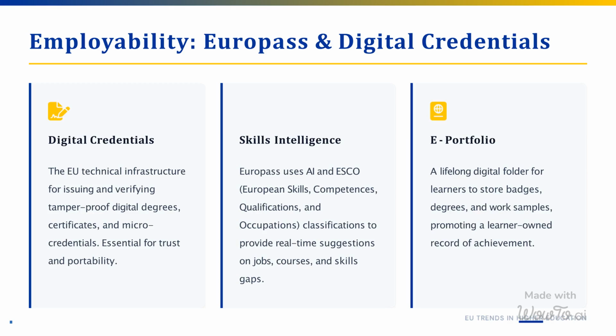Another important feature is skills intelligence. By combining AI technology with the ESCO classification system, Europass can analyze skills, competences, qualifications, and occupations in real time. This allows learners and job seekers to receive personalized suggestions for courses, job opportunities, and skills development, helping them close gaps and align with labor market needs.